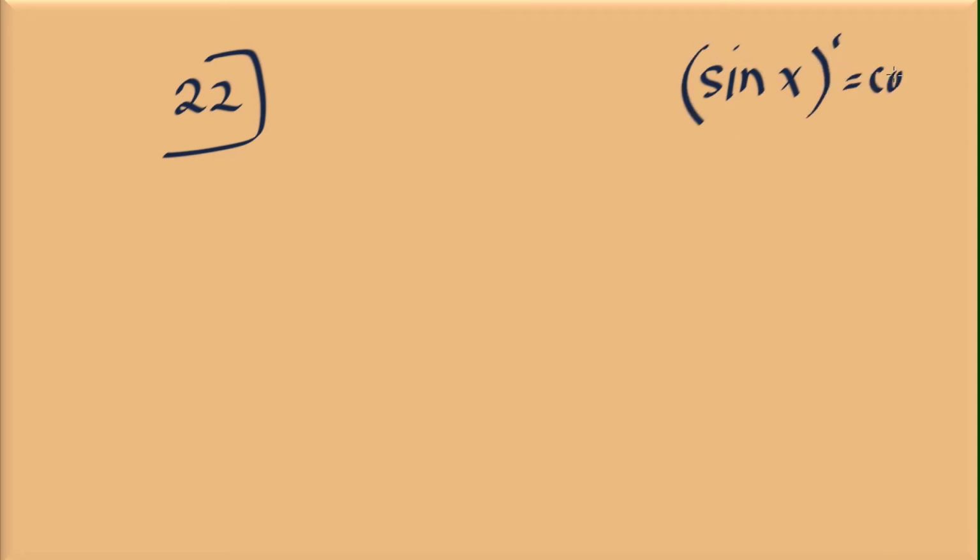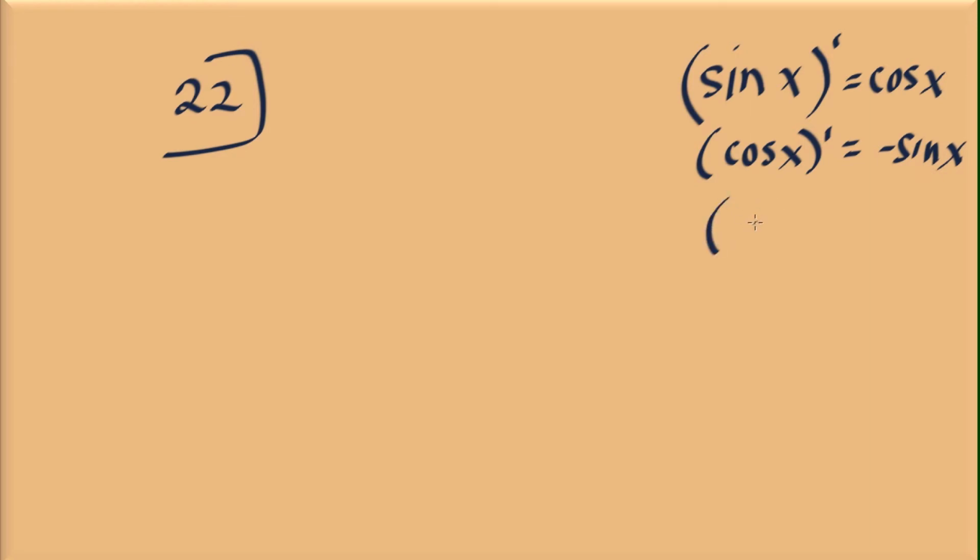Okay, number 22. Let's move on to trigonometric functions. So we memorize the derivatives of the 6 trigonometric functions. So let's say, what is sine of x prime? It's cosine x, right? What is the derivative of cosine x? It's the negative of sine x.